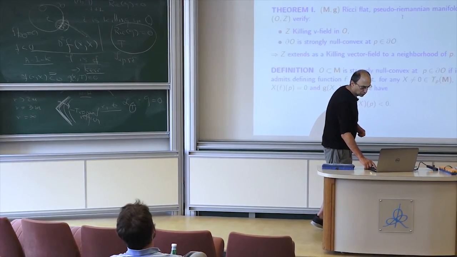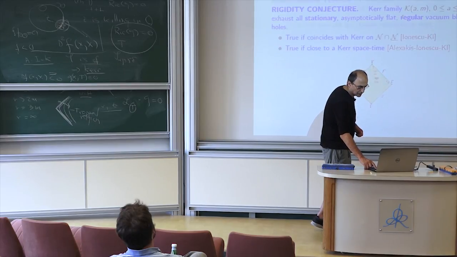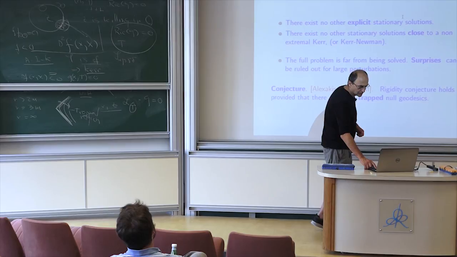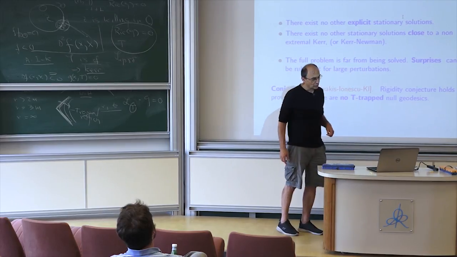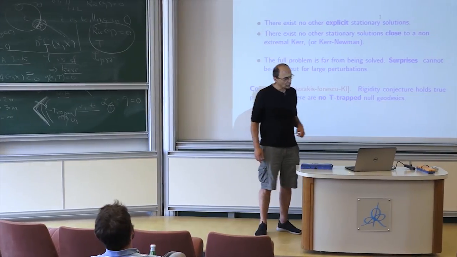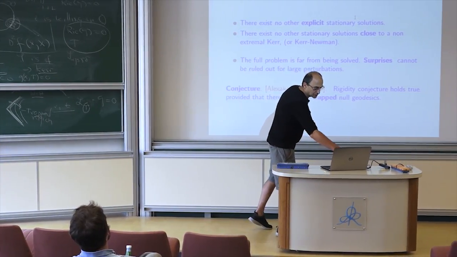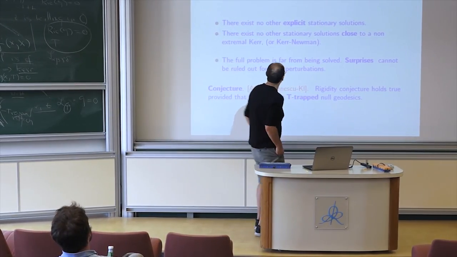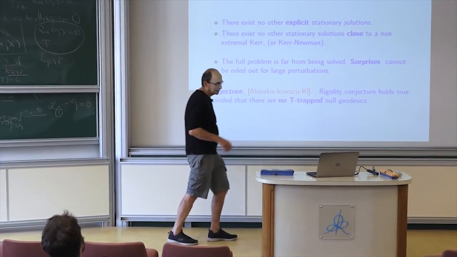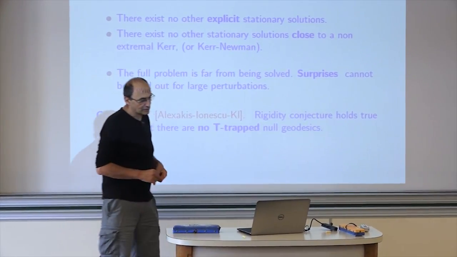Maybe I'll go to the conclusions again. So there exists no other explicit stationary solution. There exist no other stationary solutions close to an external Kerr. External, not extremal. I don't know why I said extremal. Sorry, I apologize. Not extremal, it's external. Then the rigidity conjecture is satisfied.